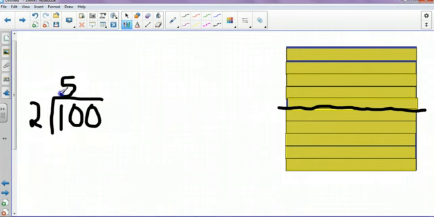Now we can't forget about our 0 that we dropped to do the first part, so we have to add it on at the end. 50. So 100 divided by 2 is 50, as we have over here. We have 5 10 blocks on each side. 10, 20, 30, 40, 50. And there's our answer.